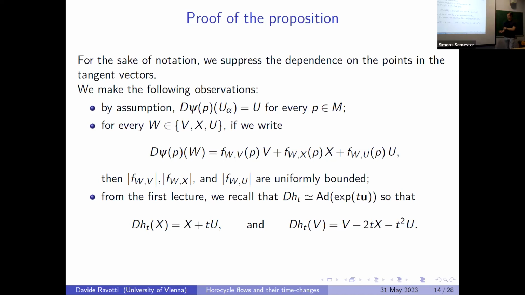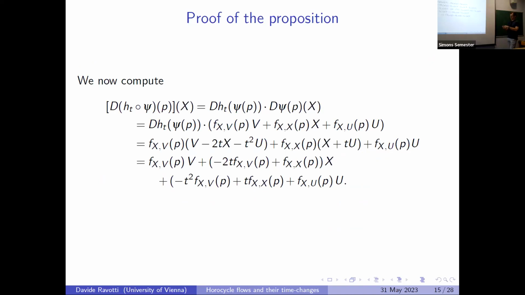Okay. So I can compute the other side of my equality that I had at the beginning: the differential of the horocycle flow composed with psi. And I want to apply it to the geodesic vector field and see what happens. The first equality is just the chain rule that we saw before. Now, the second term over here, I can write as a linear combination of V, X, and U, where the coefficients will depend on the point, but again, they are continuous functions. So I'll just leave them as they are.